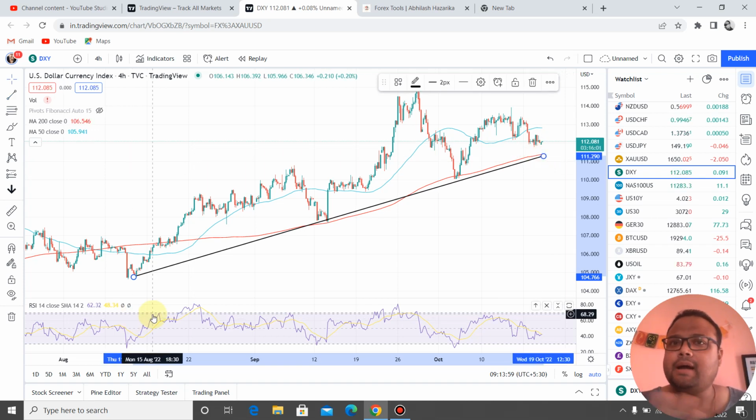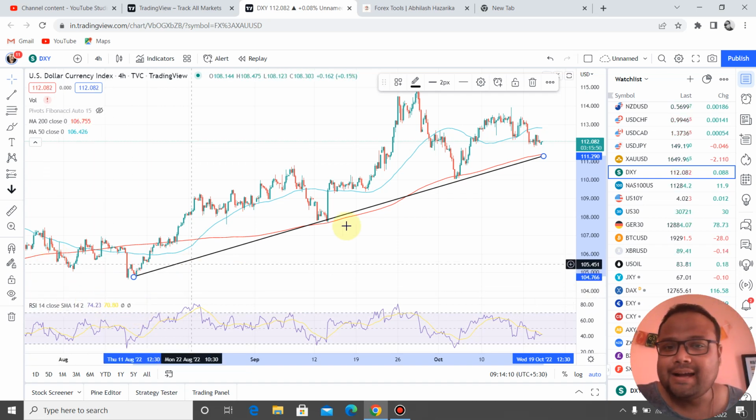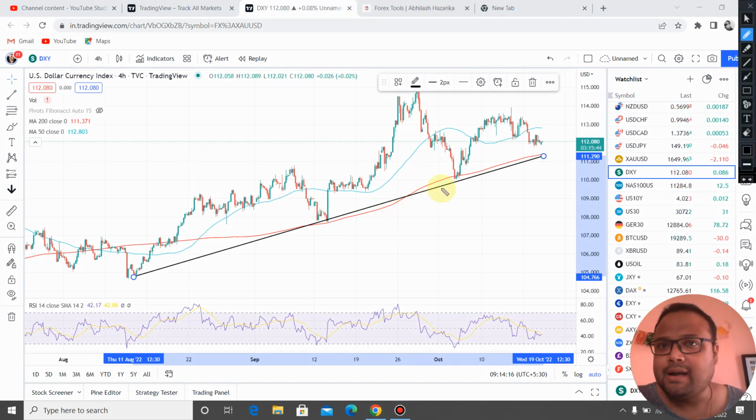See, overall the market is in an uptrend. Market is forming higher lows. I always get confused with these terms. Market is forming higher lows and market is going up. So as long as market is continuing this trend and respecting this uptrend line, market will be in uptrend.